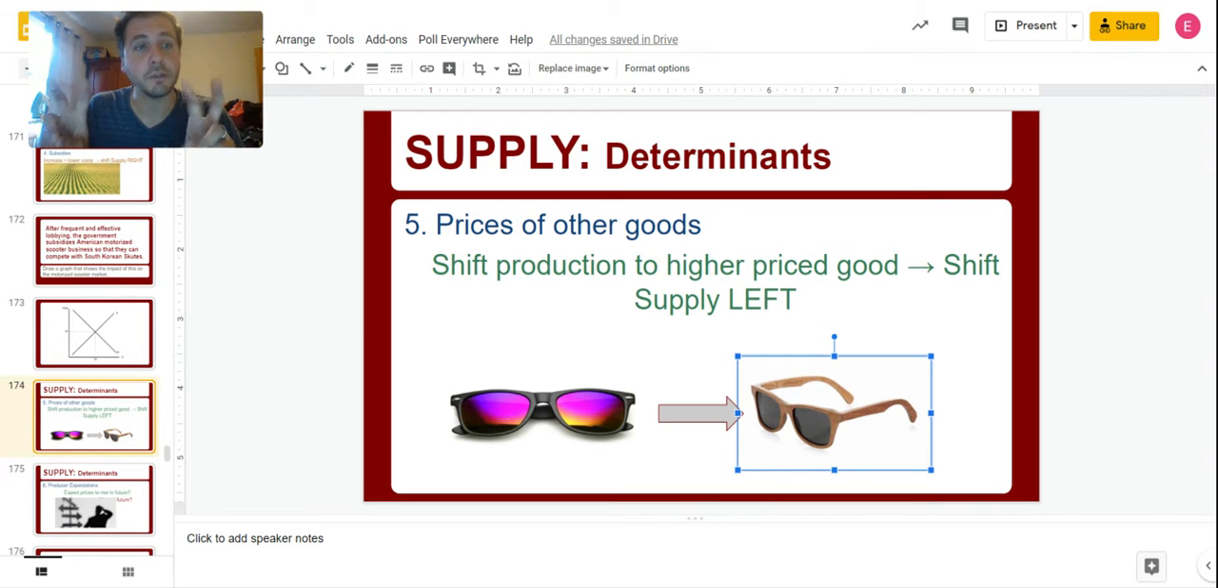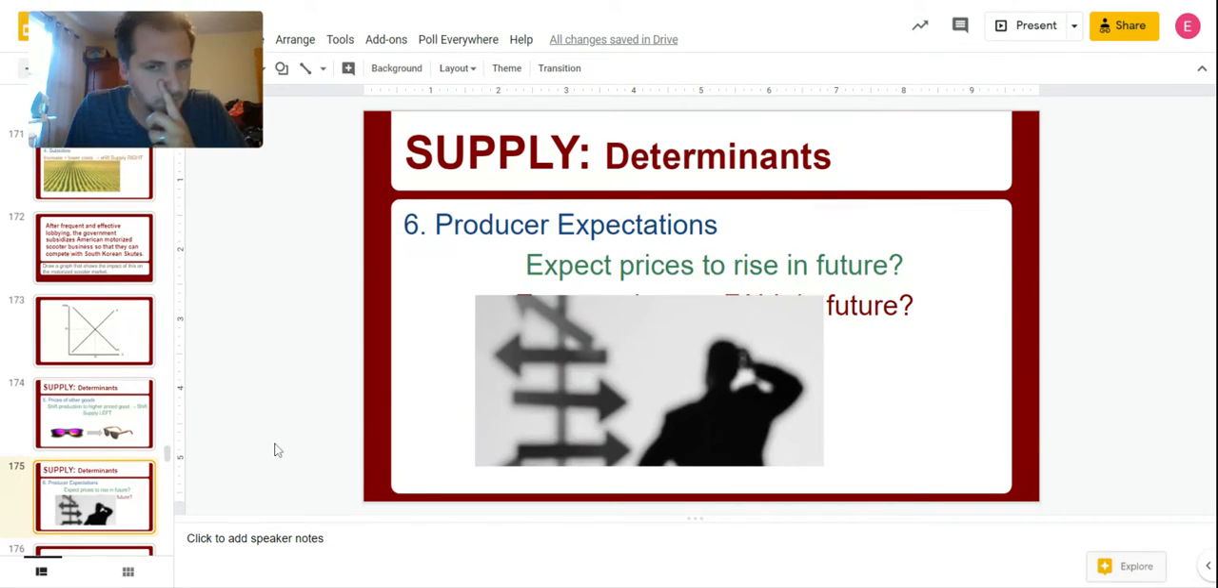So we call this a price of other goods. The price of something else goes up, like, ooh, I can make profit making that instead of the thing I'm making. So price draws in producers. And so we'll supply more of that good and less of this good. Hopefully that makes some sense. Other ones.